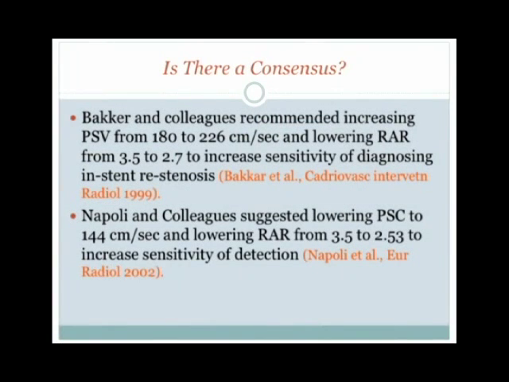So is there a consensus? Unfortunately, no. I think the majority of studies that we see are small institutional series, and the data really has been all over the place. There are some earlier studies that used other velocities, such as 226, and even lower renal aortic ratios to predict in-stent restenosis.